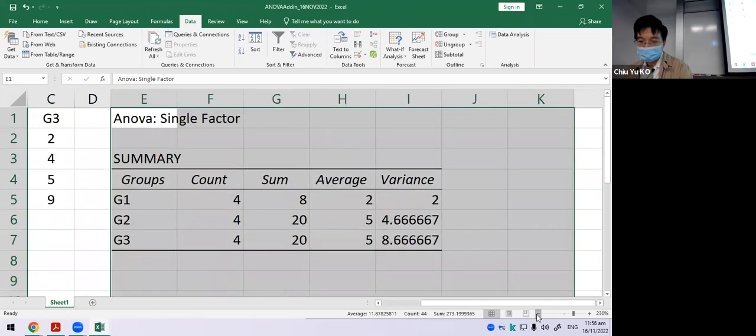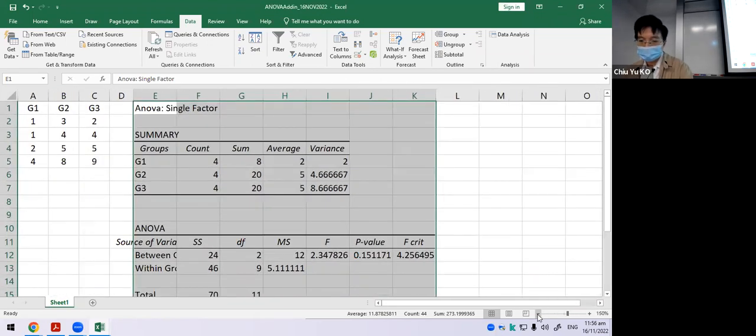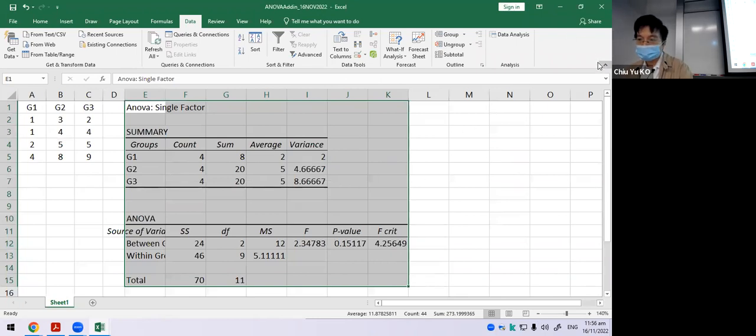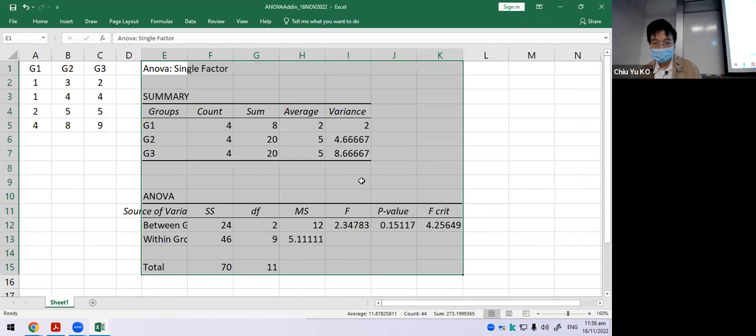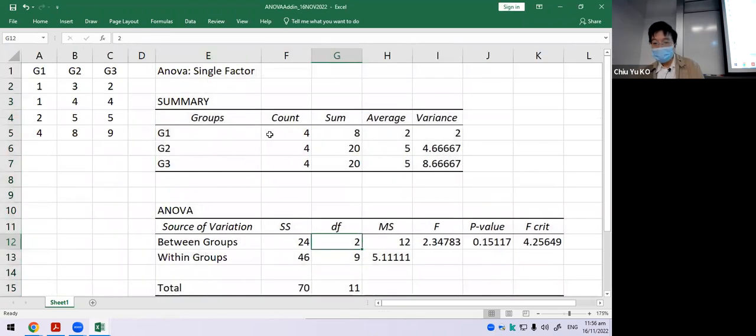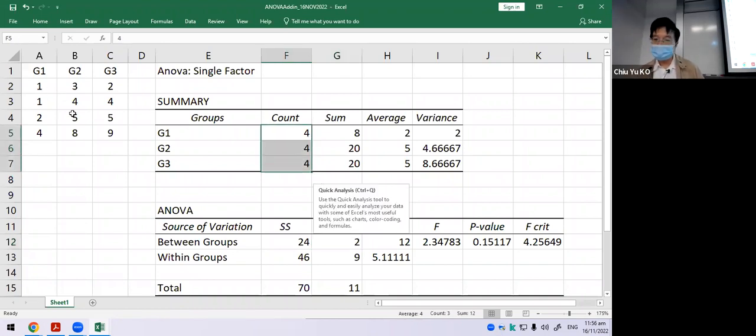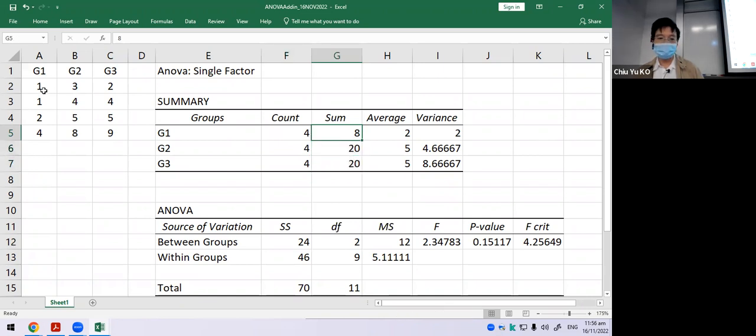So let me bring this up, maybe it's easier. The core of the one-way ANOVA is that you should be able to understand every single thing here, and you should know how they're related. Count is very simple, just how many there are. The sum is just adding these up. Average is averaging the group. Variance here is the sample variance, just note that the sample variance is divided by n-1.